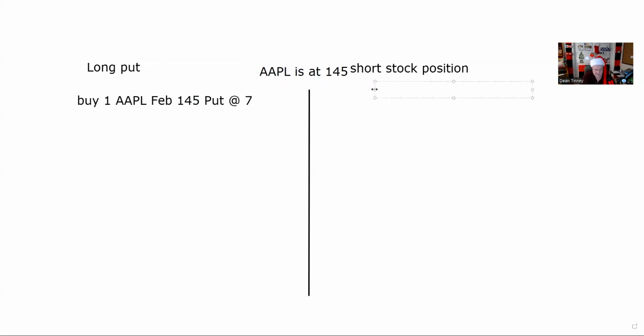And then the other position, I'm going to short 100 shares of Apple at 145.